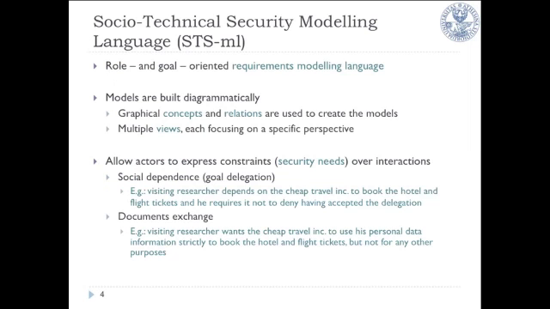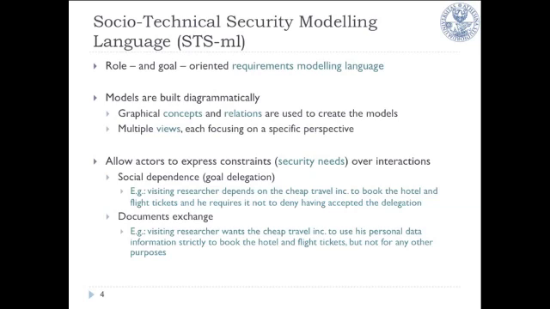So the language is the Socio-Technical Security Modeling Language. Briefly, we refer to it as STS-ml. It's a role and goal-oriented requirements modeling language. It's an extension of Tropos. Perhaps you've already learned that.